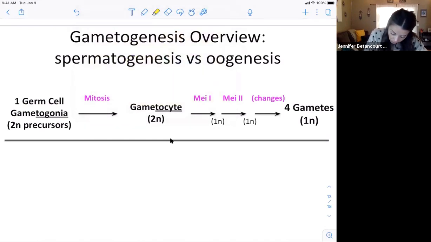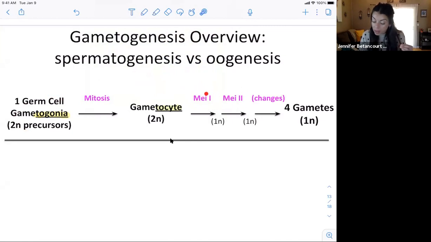I underline this part because this is the part that you can see is similar no matter if you're talking about spermatogenesis or oogenesis. People call it oogenesis, oogenesis, I don't know the right way. I call it oogenesis. So these germ cells undergo mitosis, and think of them kind of like the stem cells of gametes, right? Then they differentiate a little bit, and they become gametocytes. They're slightly different. They're still 2N, and these gametocytes are what actually undergo both phases of meiosis.